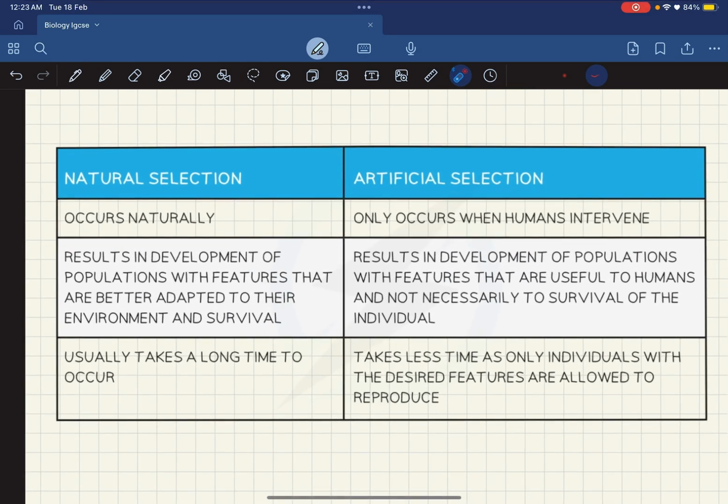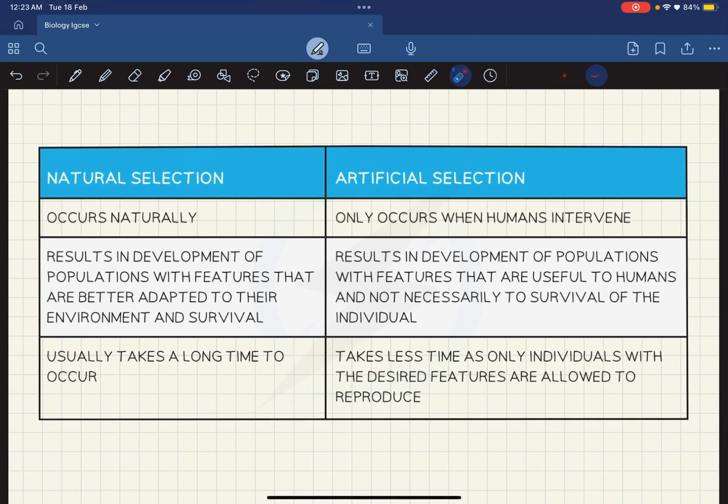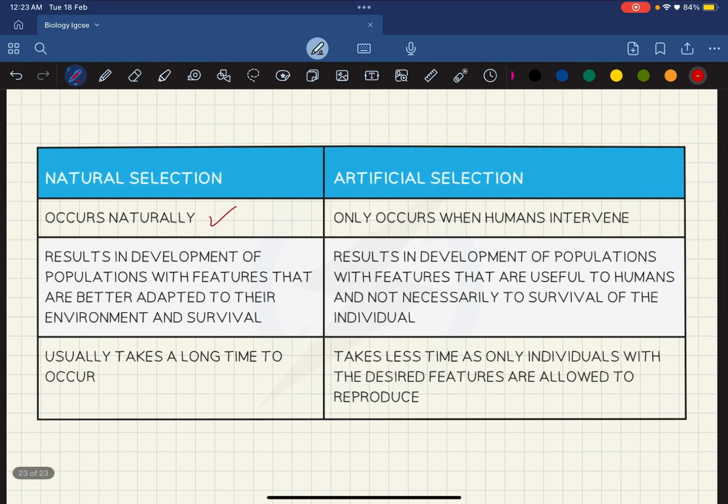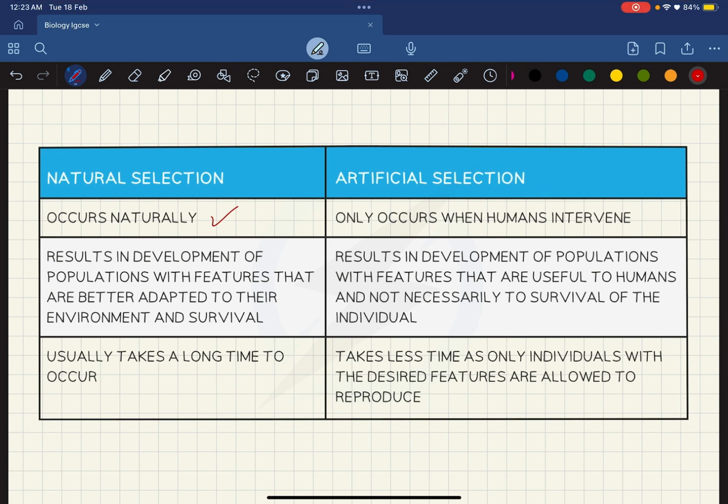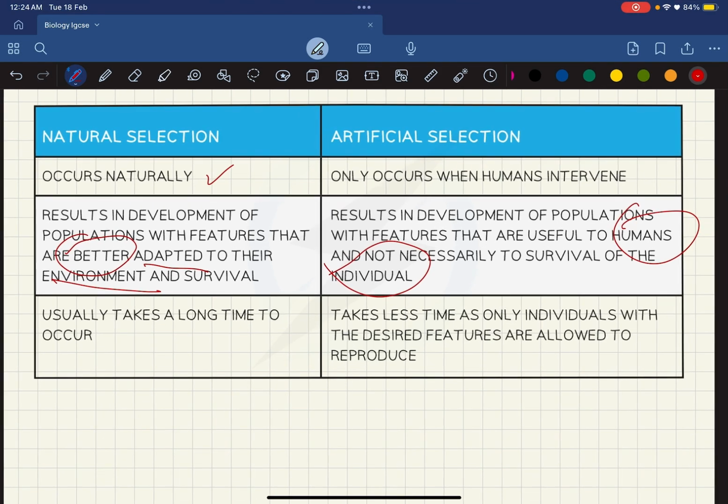Now, this is a table over here, okay, with the differences between natural selection and artificial selection. First, natural selection obviously occurs naturally, meaning that humans do not have to choose, okay, it just happens. And artificial selection is when humans choose the desirable features. Natural selection results in development of population with features that are better adapted to their environment, okay? And artificial selection results in development of population with features that are useful to only humans and not necessarily to the individual, okay?